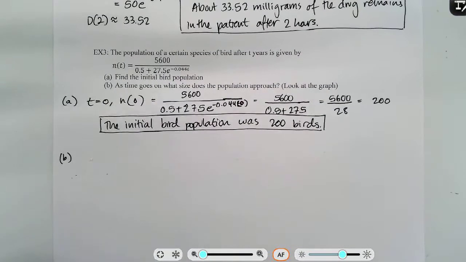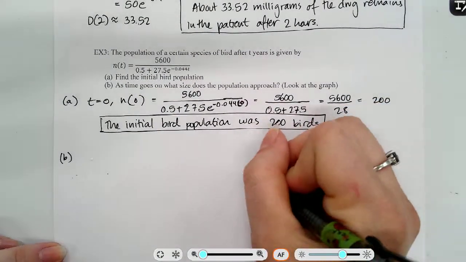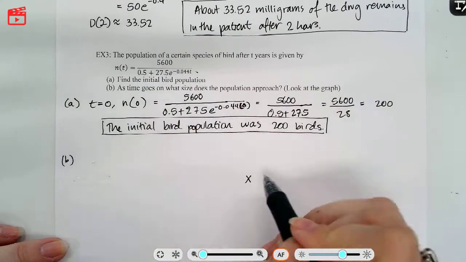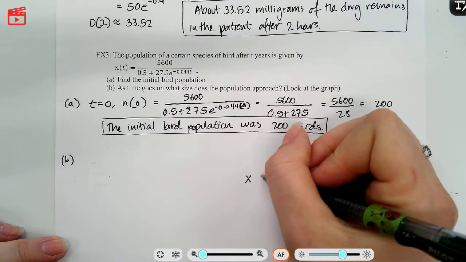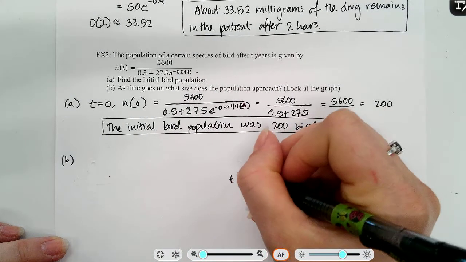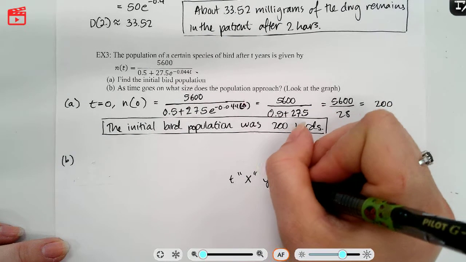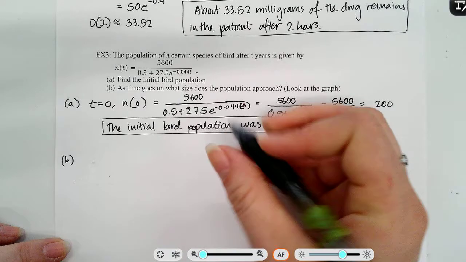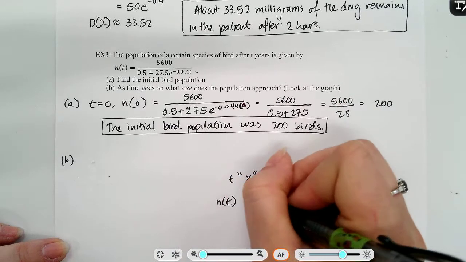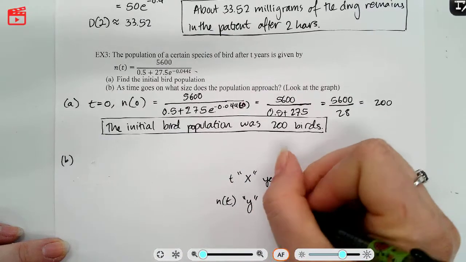So let's see, x values. Generically it's x, but we're looking at t, so these are t values. T values are years, and my N of t values, which are actually my y values, that is the bird population.